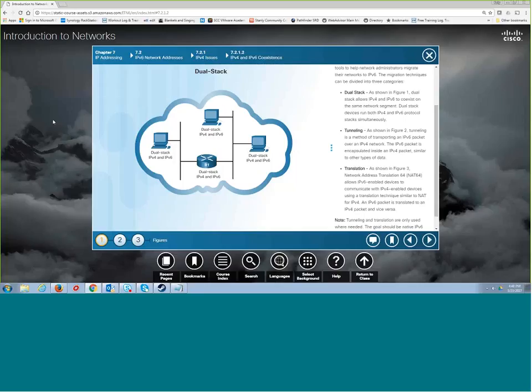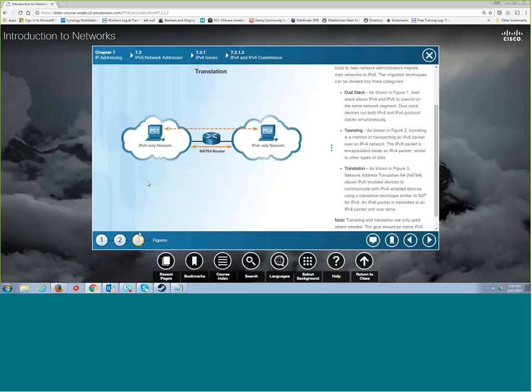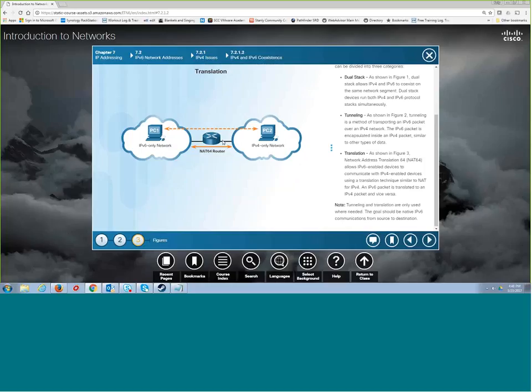So one option to run both is dual stack, run both protocols. Another option is to tunnel in this manner. So we take an IPv6 network, we run a dual stack router on one end and a dual stack router on the other, and you tunnel IPv6 and IPv4. So that is possible. And then you can do translation. You can do a NAT 6 to 4 or 4 to 6 and translate between the two. The end goal, though, is to get to where you're really running all IPv6.